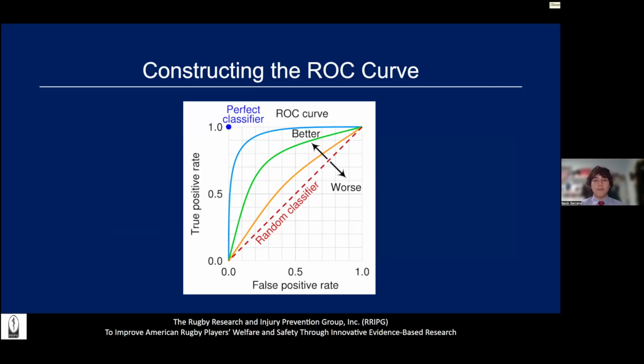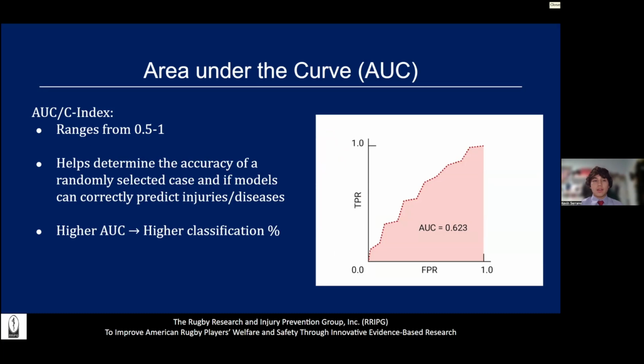Area under the curve, the AUC. Now, looking at the AUC, also known as the C index, we can see that it ranges between 0.5 to 1. The area under the curve really helps determine the accuracy of a randomly selected case and whether the models can correctly predict injuries and diseases. A higher AUC means a higher classification percentage; looking at the graph, an AUC of 0.623 is equal to a 62.3% classification percentage.